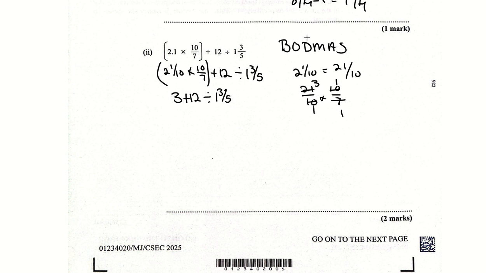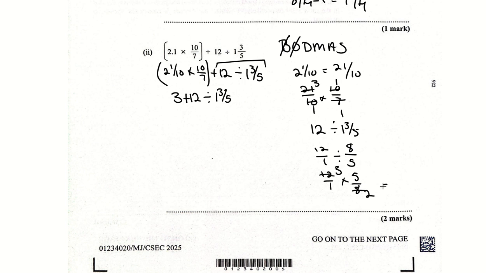Again, brackets off. We don't have powers. Do we have division? Yes. We're going to be doing this part second, which is 12 divided by 1 and 3 over 5, which is 12 over 1 divided by 8 over 5. That is 12 over 1 multiplied by 5 over 8. 4 goes into 8, 2. 4 goes into 12, 3. 5 times 3 is 15, so it'll be 15 over 2.